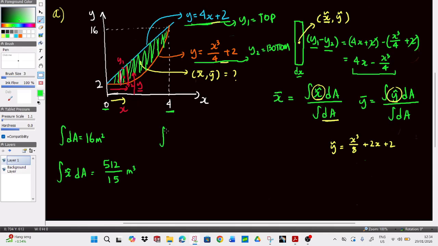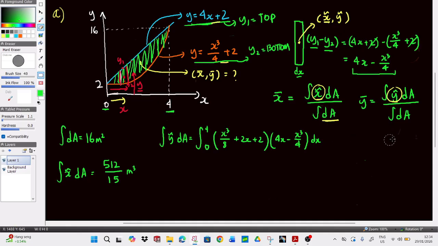Right. So we do our y tilde dA, which is just we put the integral limits 4 and 0. So it becomes x cubed over 8 plus 2x plus 2 times 4x minus x cubed over 4 dx. Okay, so I'm gonna have to erase this x cubed plus 2x plus 2. Okay, so let's try to solve it.